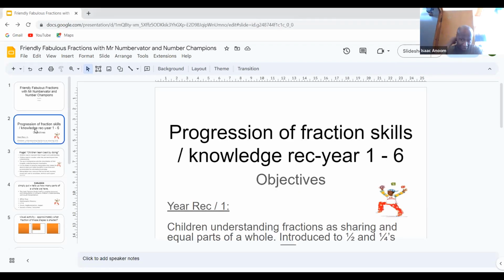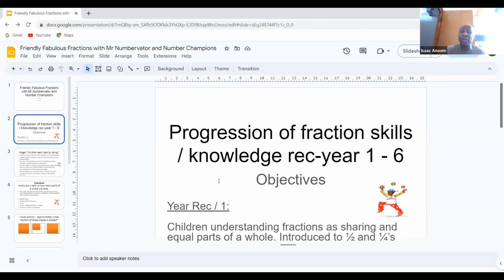I wanted to start the session by just running through the progression of skills when it comes to fractions, the progression of skills and knowledge from reception through to year 6. So I know that with Number Champions, you've got your age range, but it's always helpful to know what has come before and what the children will be moving on to afterwards.